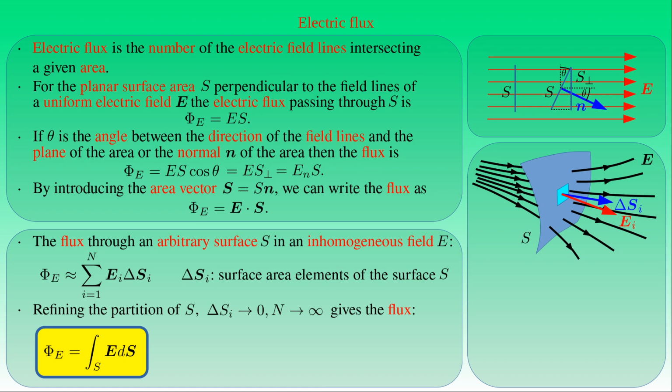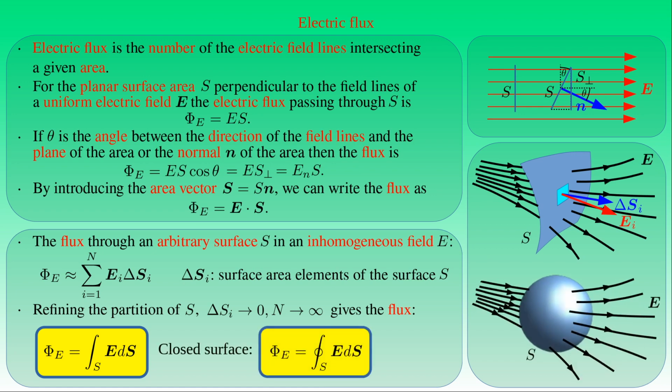In the case of closed surfaces we can apply the same method, and the electric flux phi E intersecting the closed surface S is also given by the surface integral of the electric field strength E over the closed surface. By convention, the area element vector dS on a closed surface is directed perpendicularly outwards, that is, its direction at a given point on the surface is given by the outward surface normal at that point.